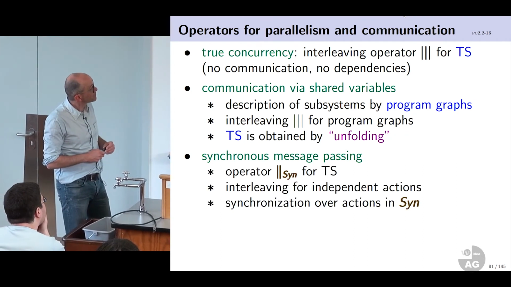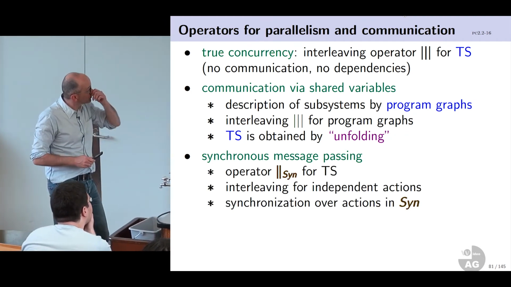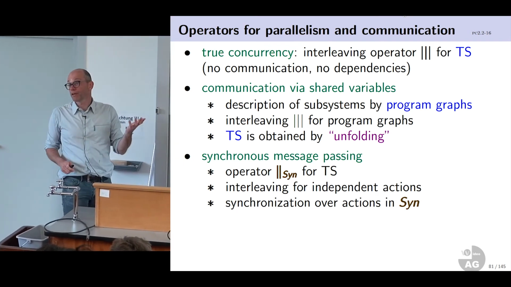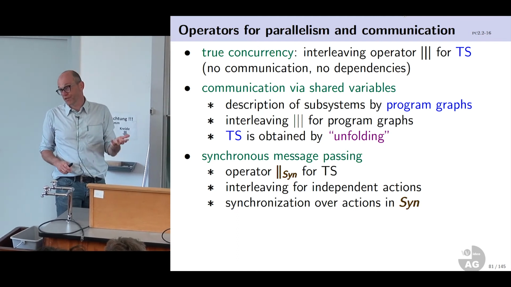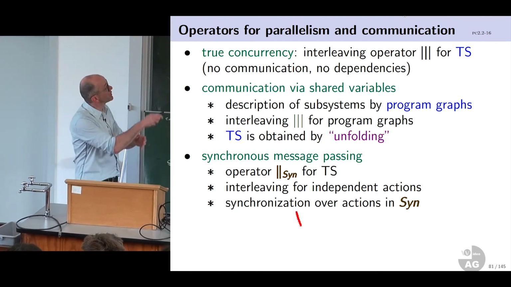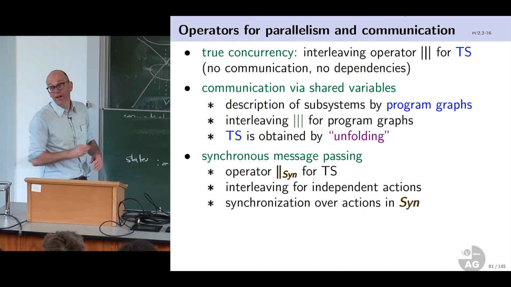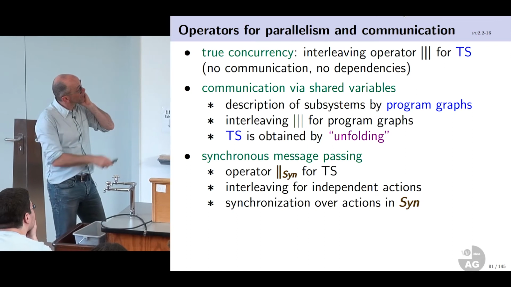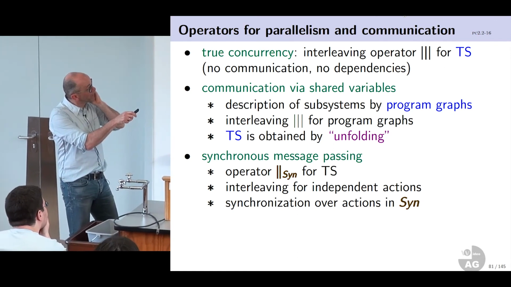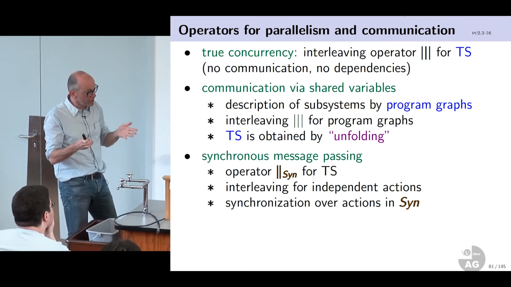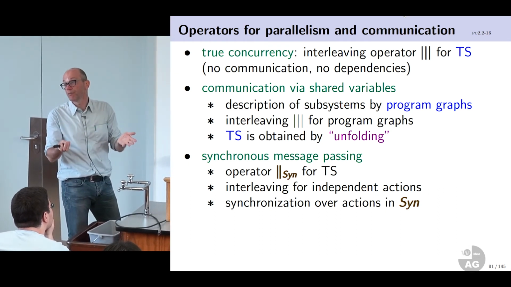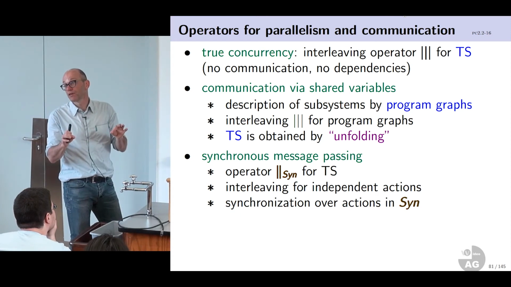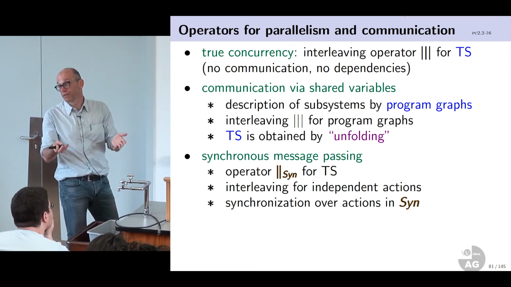And what we're going to do now is I'm going to introduce an operator, which is now a double bar rather than a triple bar. And this operator is parameterized with a set Syn, and Syn is a set of actions. The intuition is that this set Syn is going to indicate which actions need to be executed synchronously by two transition systems. The actions that are not in this set are executed autonomously.